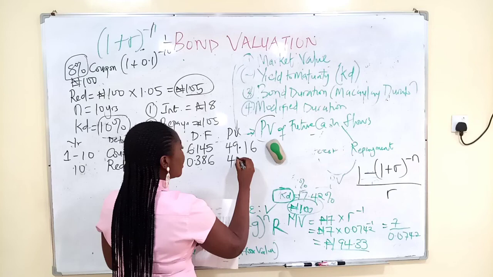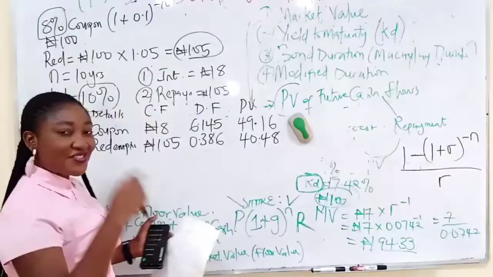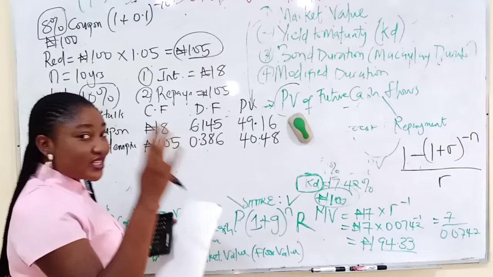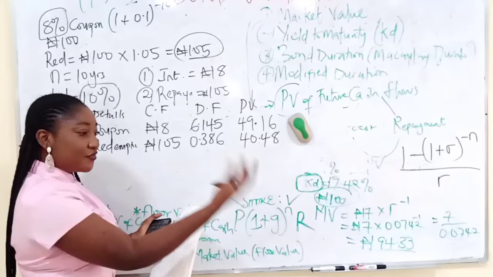You can see 40.48. It's telling you that after 10 years, the 105 naira you receive that's making you jubilate now, its present value is 40.48 naira. The same way you look at 40.48 naira of today, that's how it will be in the future. So you can see that this thing is just evaluation.